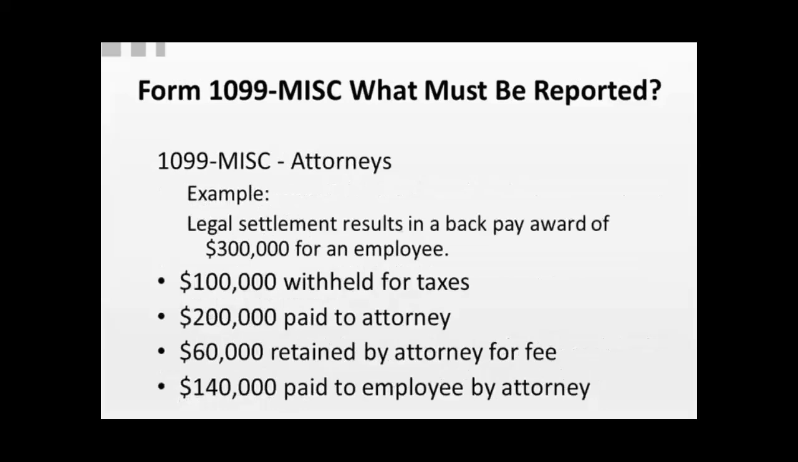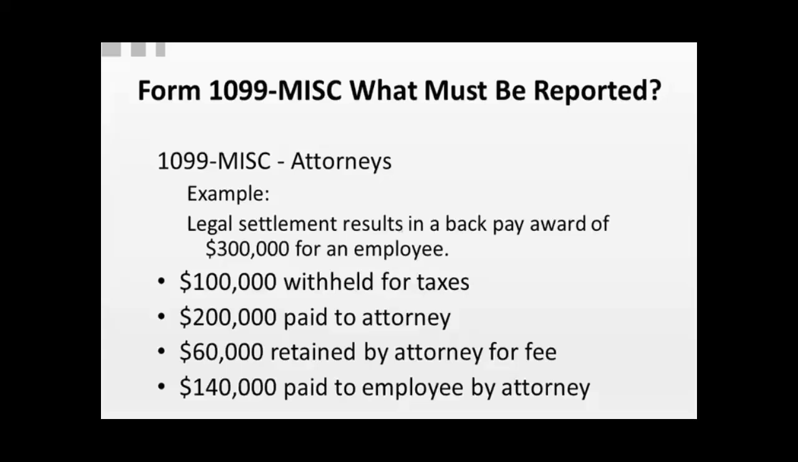So we have an example here of a legal settlement that results in a back pay award of $300,000 for an employee. Might be a former employee, but for this purpose, because they're being paid back pay wages, it goes on a W-2. So for tax purposes, that person is considered an employee that year, even though they're not actively employed. The employer withholds $100,000 for taxes. That includes the Social Security, Medicare, and state income tax, and federal income tax, and whatever. And then the remaining $200,000 is paid to the attorney.